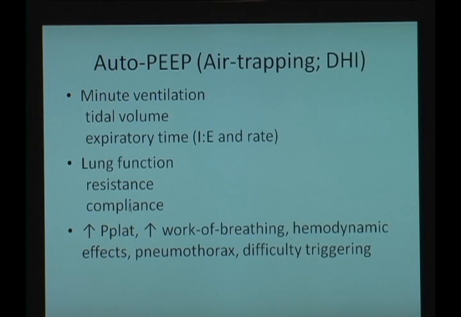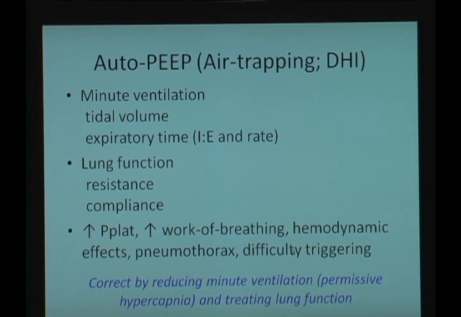The reason we care about autopeep is it drives up the plateau pressure, causes lung injury, and increases the work of breathing if the patient is not intubated. You can try that yourself: breathe in to total lung capacity, which would be like dynamic hyperinflation, and try to breathe. Not very easy. It causes hemodynamic effects because of the high intrathoracic pressure, can cause pneumothorax, and can cause difficulty triggering the ventilator, which we'll come back to in a minute.